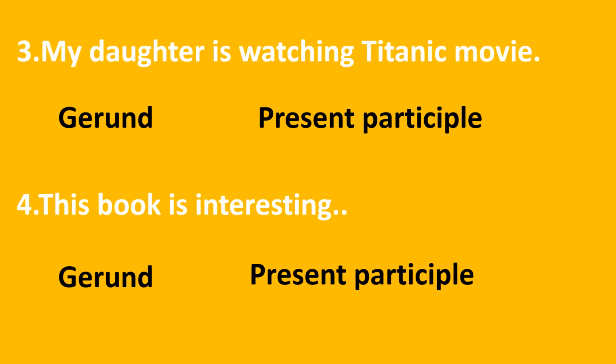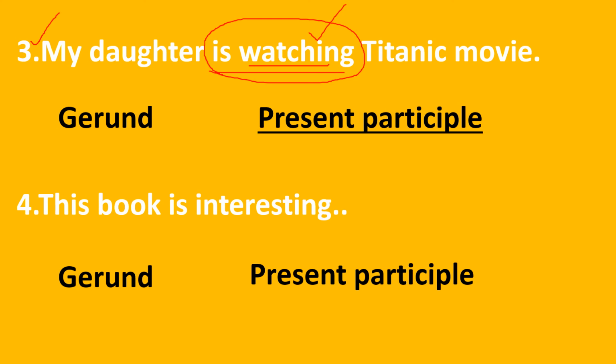Now see the third one. My daughter is watching Titanic movie. Here the verb is watching. Base plus ing form watching is a part of the total verb, part of the verb tense, that is present participle. When a base form plus ing is a part of the verb, that is named as present participle.